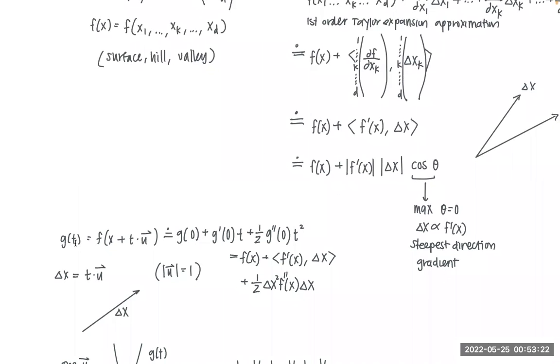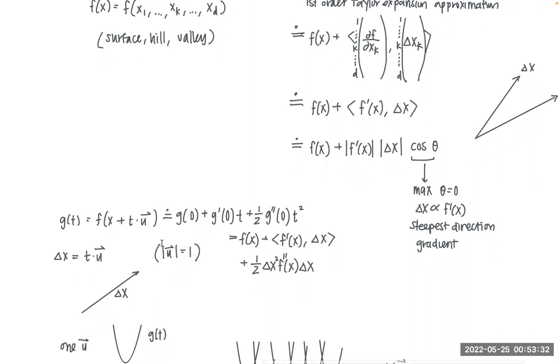Let's call this g of t, which is f of x plus t times u. So u is a unit vector. Its length equals 1. So it's like an axis or a direction. And we let t times u be delta x. So u is the direction of delta x, and t is like the magnitude of delta x. And t is a univariate value, so it's just a real number.